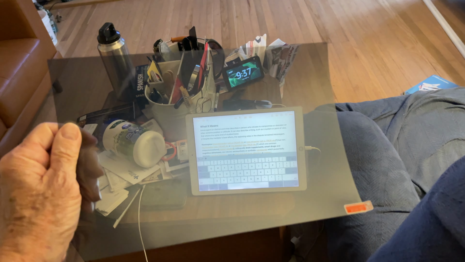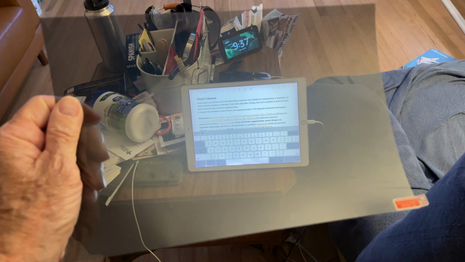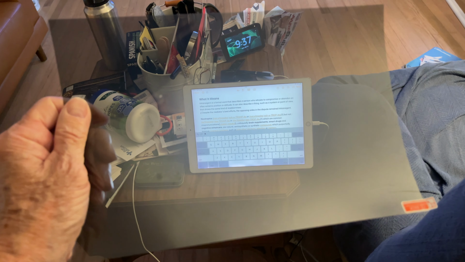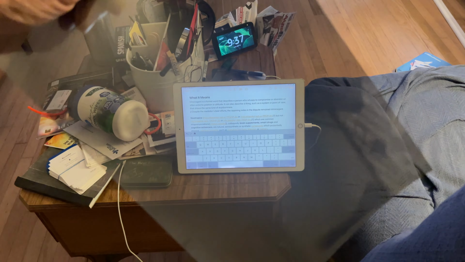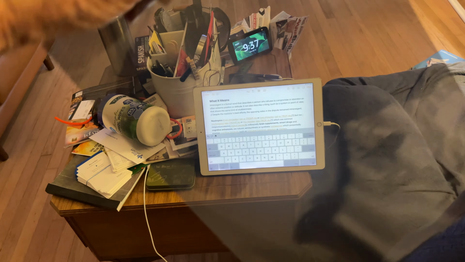I'm going to take a quick look around the house to see if I can see some light sources that are polarized and which ones are not. This is my iPad. It looks like a slight polarization. You can see it darken a little bit as I turn it.